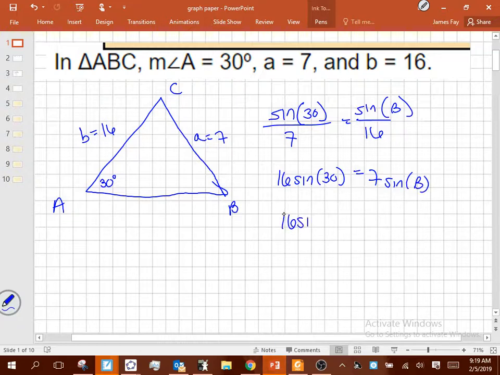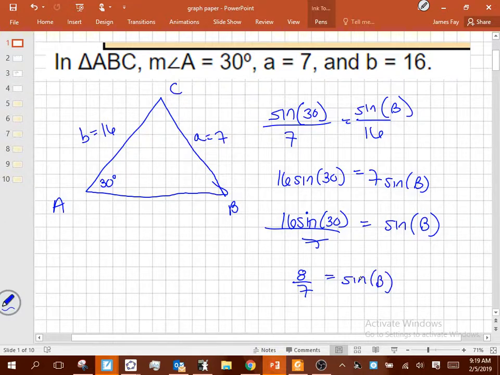I get 16 sine of 30 over 7 is equal to sine of b, right? Does anybody know what sine of 30 is? We've mentioned this a couple times. You can obviously directly use your calculator, but it's a really nice number. Sine of 30 is 1/2. So what's 16 times 1/2? 8. So this is actually 8/7. Isn't 8/7 a lot neater, nicer number than 16 sine of 30 over 7? So that's equal to sine of b. Again, if you don't know that right now, it's not a big deal.